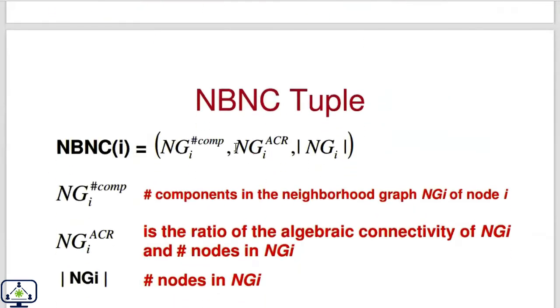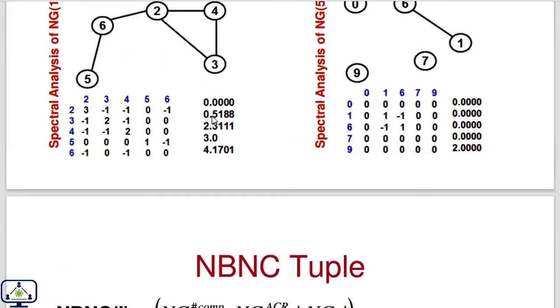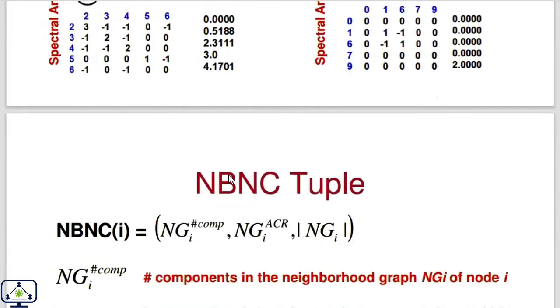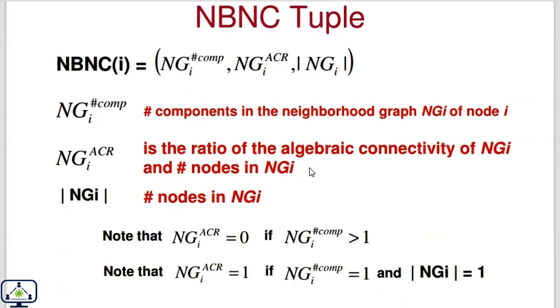The second entry is the algebraic connectivity ratio of the neighborhood graph. The ratio is the algebraic connectivity of the neighborhood graph divided by the number of nodes in the graph. In the case of node 1, it's going to be 0.5188 divided by 5, because there are 5 neighbors for node 1. So that's going to be around 0.1 something. That's the algebraic connectivity ratio. The third entry is the number of neighbors, which is the degree of that vertex. These 3 things put together, I propose or formulate as the neighborhood-based bridge node centrality tuple for any node.